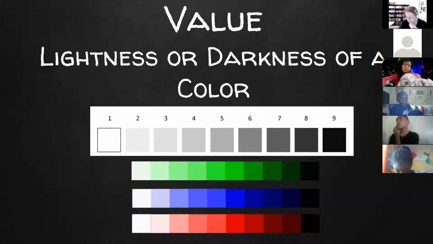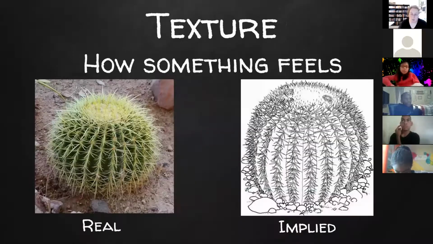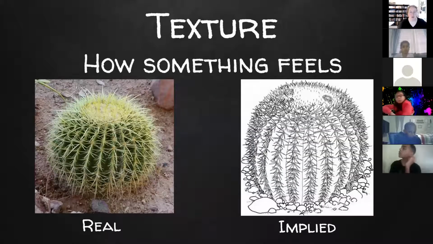There are value scales for all types of colors. You can see green, blue, and red listed here. The next thing we're going to look at is texture, because texture is what your assignment today is going to be about.